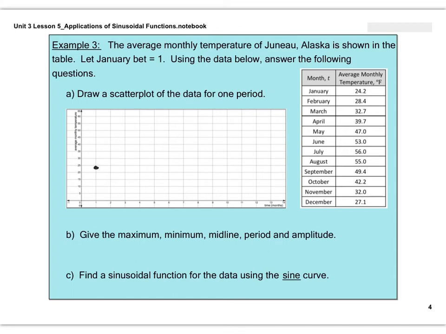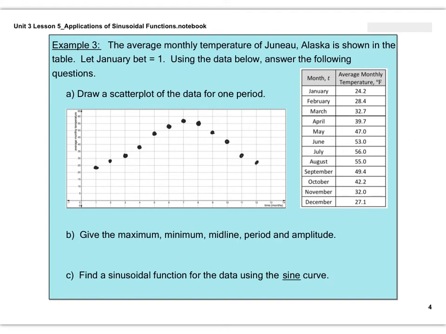And then at February, it's about 28.4. And then at March, it's 32.7. Go ahead and plot these points. So pause the video, plot these points, and I will also. Okay, so here are my points plotted.